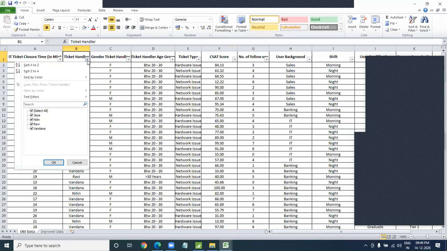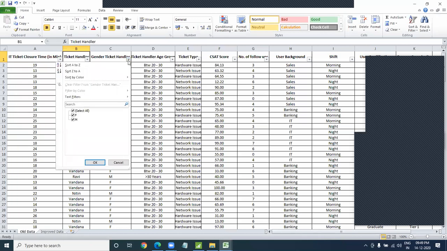I have data for Jaya, some data for Nitin, some data for Ravi, and some data for Vandana. So I have 4 groups, and I'm comparing the performance of different ticket handlers, how they have handled the IT tickets. So 4 groups fall into the 2 plus category, where I will do ANOVA, because 2 plus goes with ANOVA.